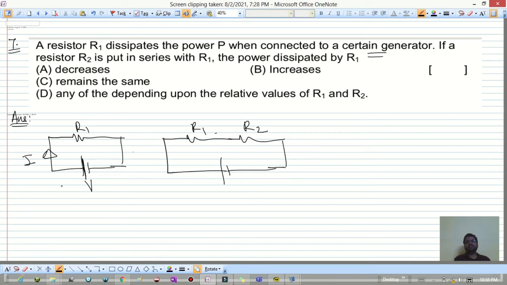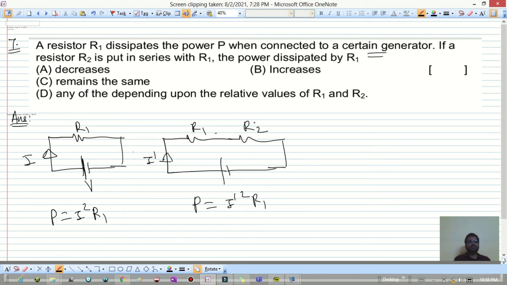So it is I square R1 we have, and over here P is equal to I dash square into R1 we have. Now I dash will decrease, isn't it? Obviously if you connect the resistance in series, I dash will decrease, as I dash is lesser than I, therefore P dash will be lesser than P. That means power across R1 decreases. So option A is the correct option over here.